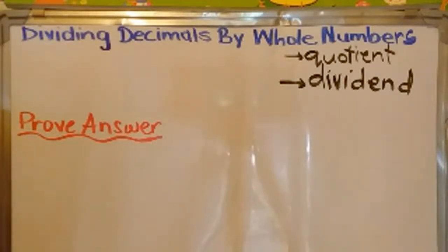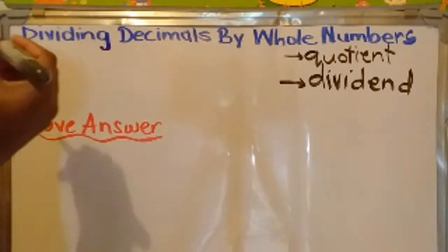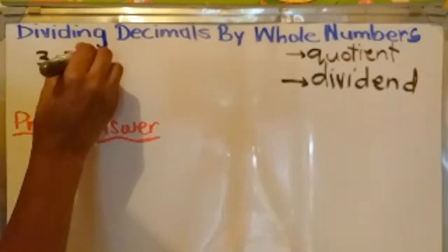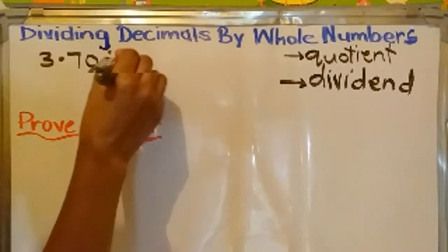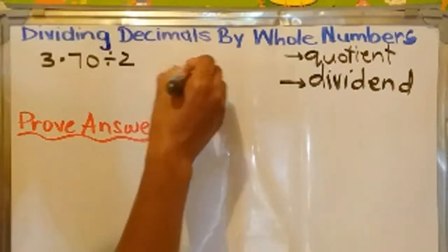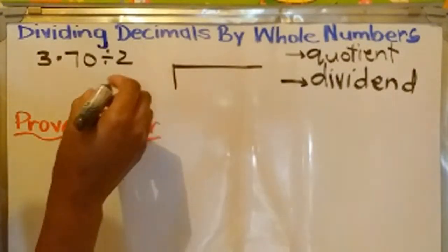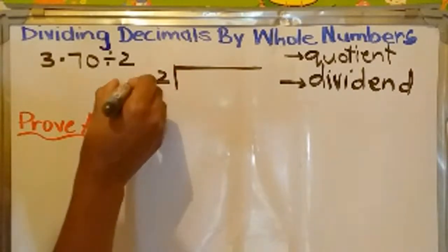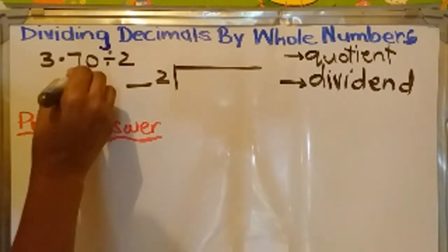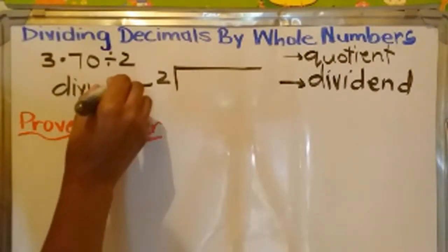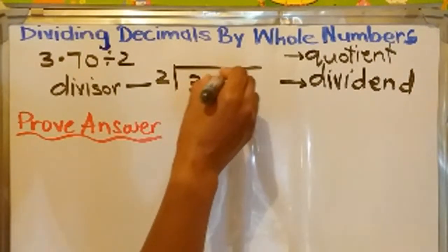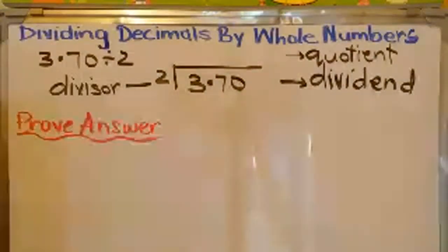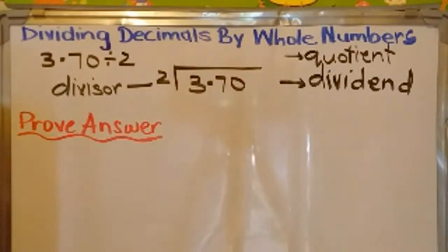All right, the next problem that we are going to be working is 3.70 divided by 2. And of course, that is our next problem. Remember, you have to set it out. And remember, in this case, 2 is known as your divisor. And of course, 3.70 is known as your dividend. All right, let's go right ahead and work this problem.